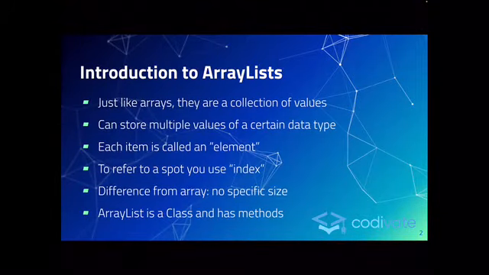So let's start by introducing what ArrayLists are. Just like arrays, they are a collection of values. They can store multiple values of a certain data type. And each item is called an element, just like for an array. And to refer to a certain spot in an ArrayList, you would use the term index, just like for an array. The difference between an ArrayList and an array is that ArrayLists do not have a specific size. So you can actually change the size of an ArrayList after you create it.